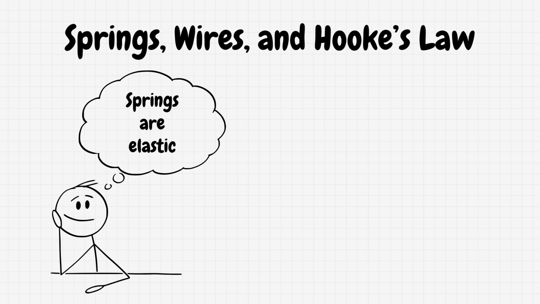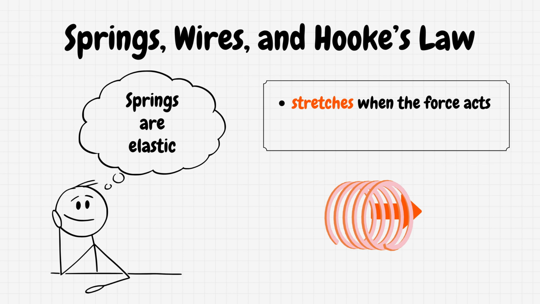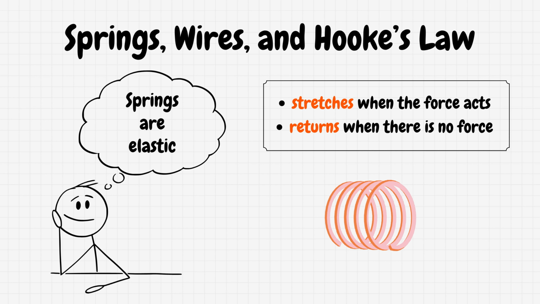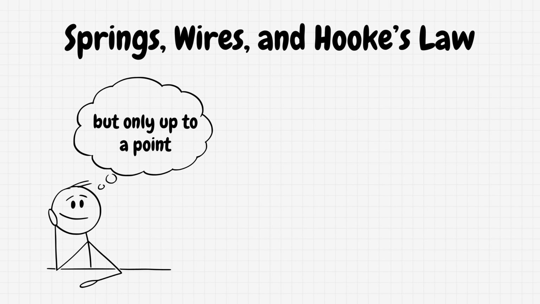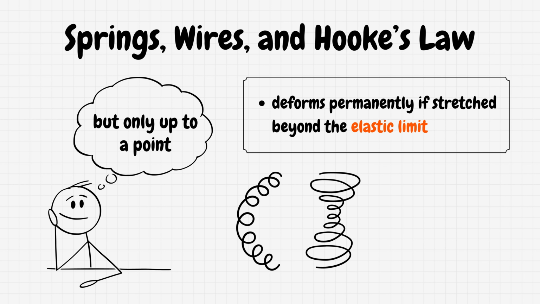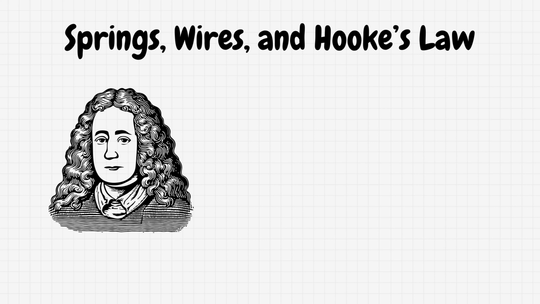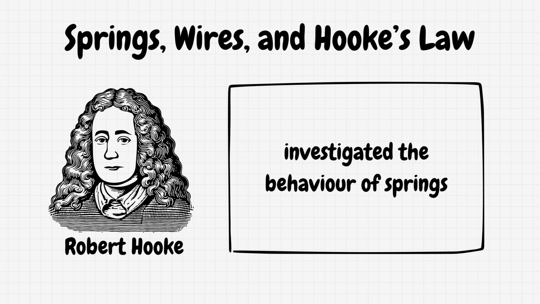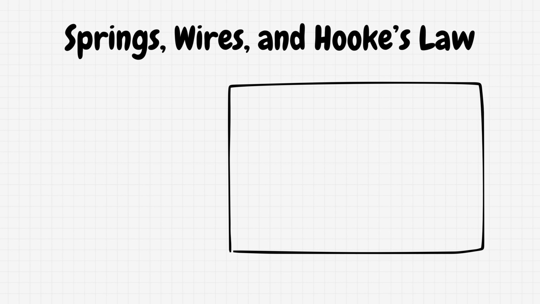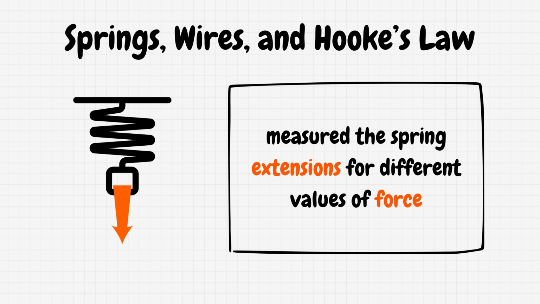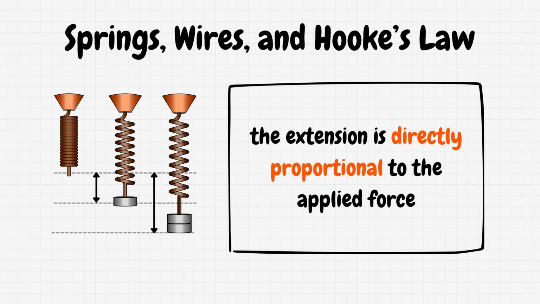Springs are elastic, which means they stretch when a force acts on them and return to their original length when the force is removed, but only up to a point. If you stretch a spring too much, it goes past something called its elastic limit, and after that, it won't bounce back to its original shape. A scientist named Robert Hooke discovered an important rule about how springs behave. He measured how much a spring extended when different weights were added and found something interesting. The extension of the spring was directly proportional to the force applied.